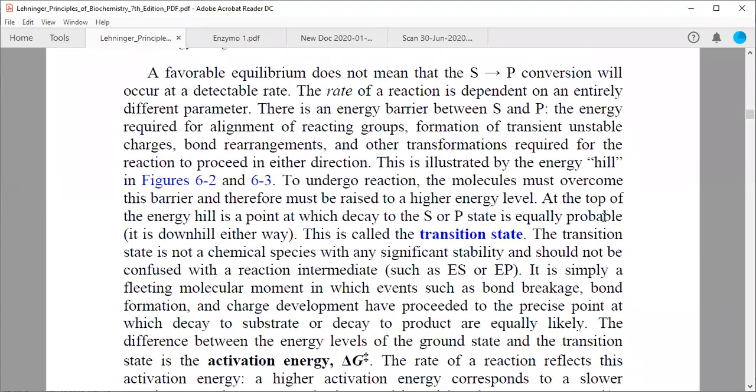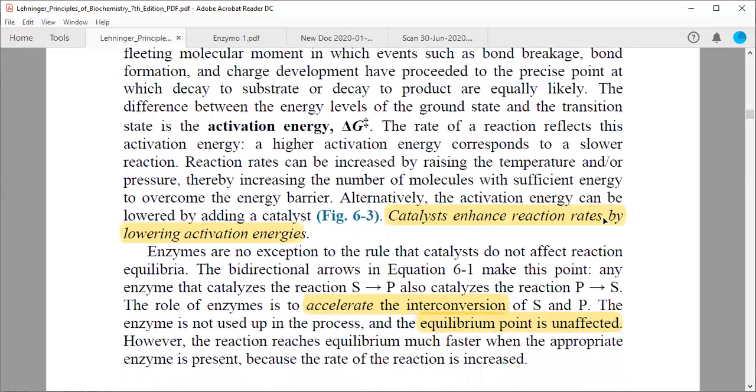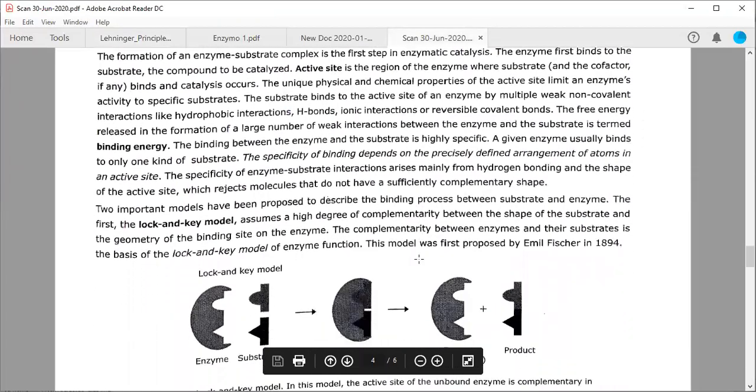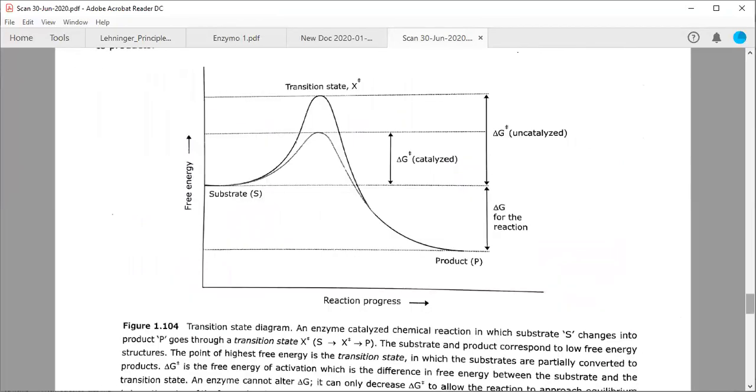Let me give you some basic idea how these enzymes are able to catalyze the reactions. This is also given in your Pathfinder. If you look into Pathfinder, they have given two models. One is called the lock and key model, and one is called the induced fit model. We will discuss these also.